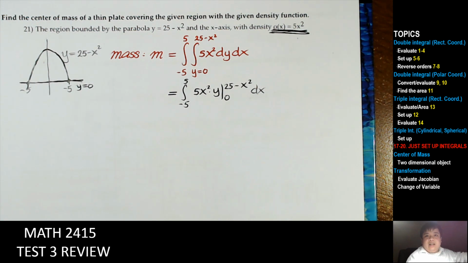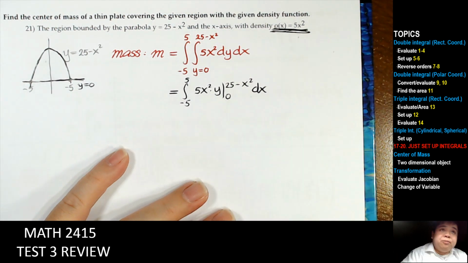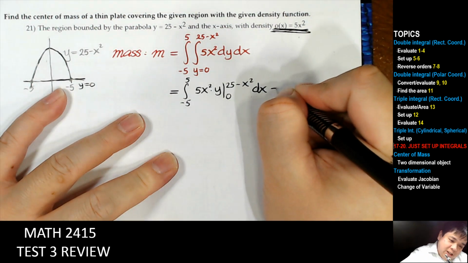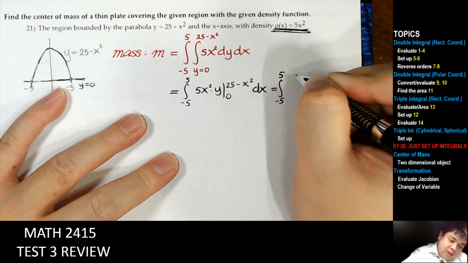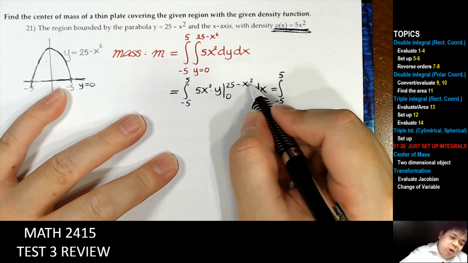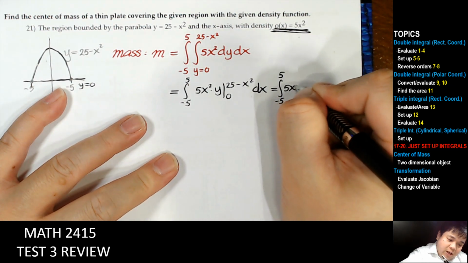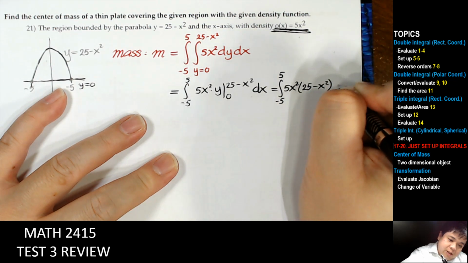It's out of ink. dx. Right. And then we put 25 minus x squared into y, and that's all we have. So we just have 5x squared times 25 minus x squared dx.